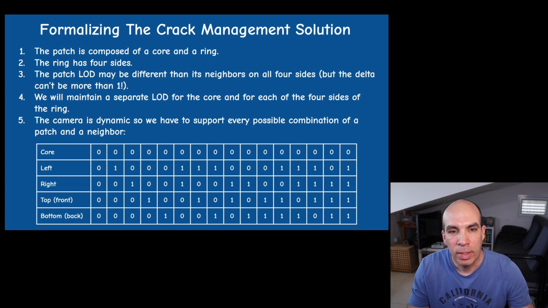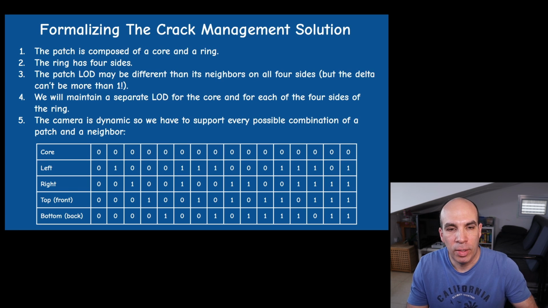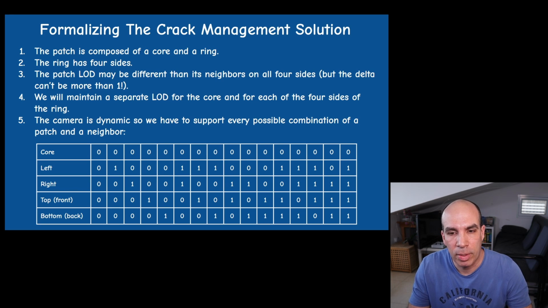LOD 1 can be next to LOD 2. And the handling is always on the higher LOD. Okay, so if I'm on LOD 1, I need to make sure that I can adapt myself to LOD 2, but not to LOD 0, because LOD 0 will need to adapt itself to me. So the bottom line is that we will maintain a separate LOD for the core and for each of the 4 sides of the ring. And since the camera is dynamic, we have to support every possible combination of a patch and a neighbor.